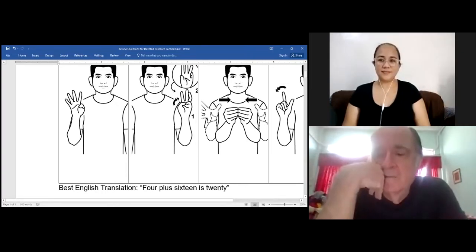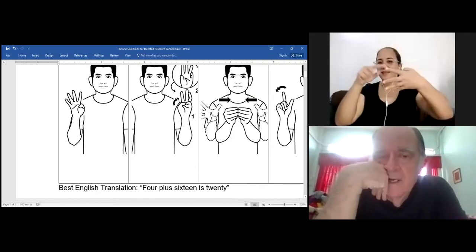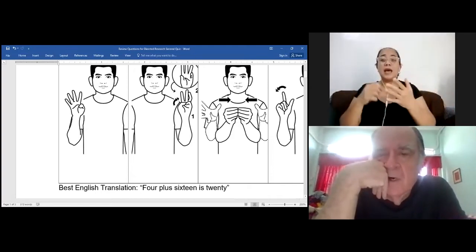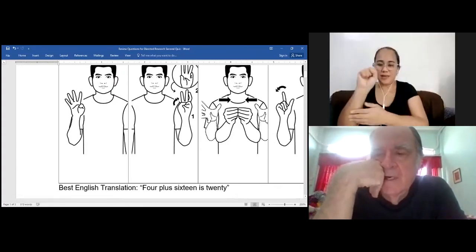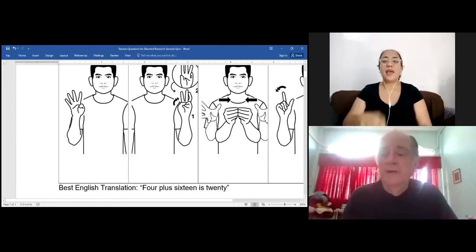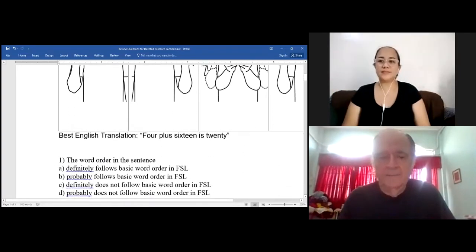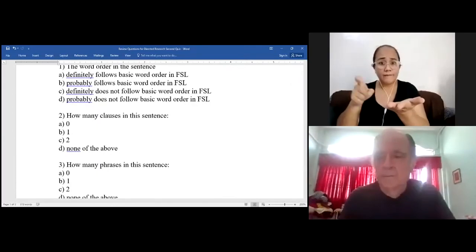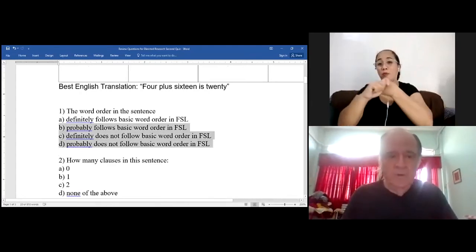What is the subject? Jasmine is saying A? Yes, A is correct. The subject of the sentence is 4, 16 together. And the predicate of the sentence is 20. So it's SV, it follows the basic word order. Any questions about that? Okay, for now, I'm going to temporarily delete the first question.